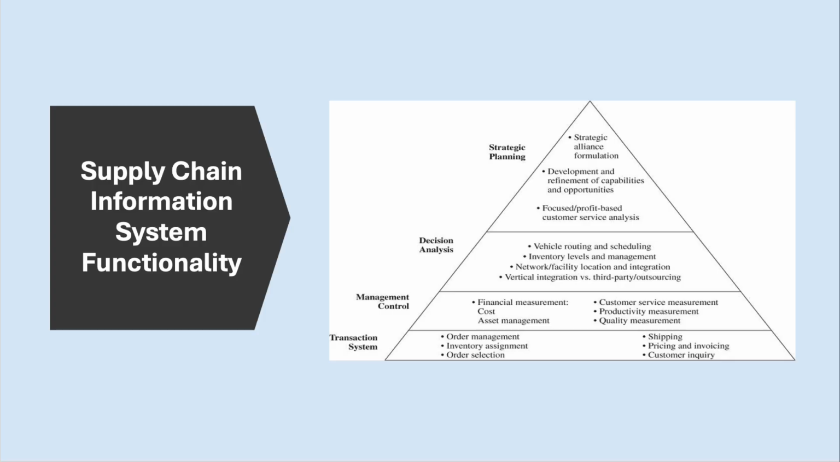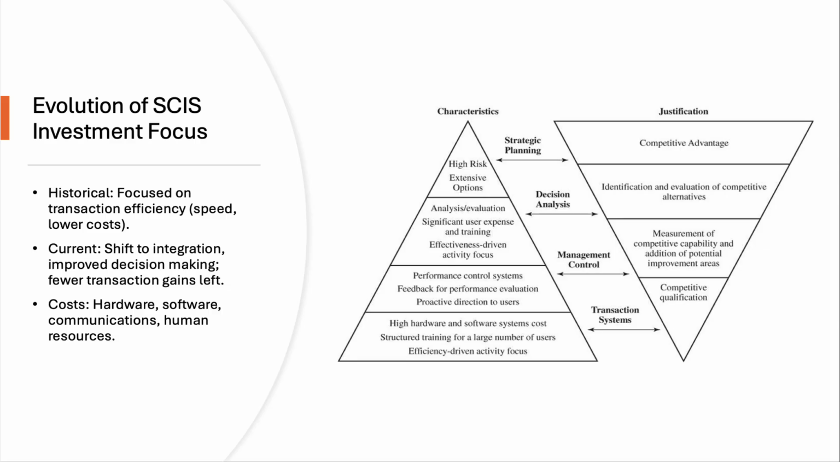They determine what information is available, who can see it, how decisions are made, and how quickly the organization can respond. Now that we understand the four levels of SCIS functionality, let us consider how investment priorities in supply chain information systems have evolved over time.